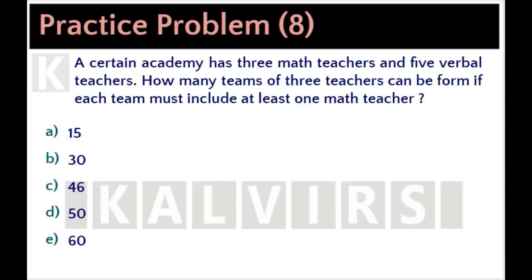The team must include at least 1 math teacher. It means that there are 3 different kinds of groups that fit the requirement: a group of 3 math teachers, a group of 2 math teachers and 1 verbal teacher, and a group of 1 math teacher and therefore 2 verbal teachers. We need to find how many groups are possible for each combination.